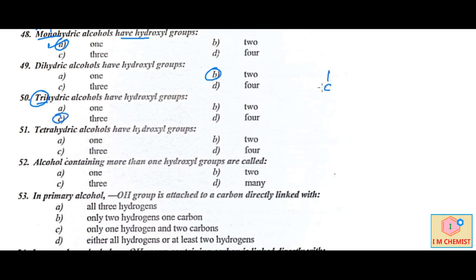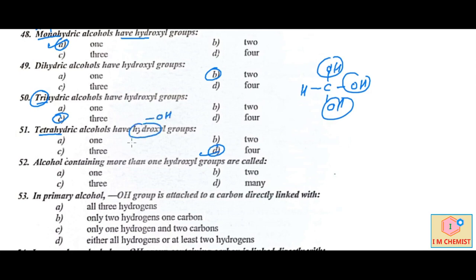For example, if we have OH, OH and then H, now it has three hydroxyl groups, hence it would be trihydric. And tetrahydric, tetra means 4, so option number D would be correct. Those alcohols which contain 4 hydroxyl groups. What is hydroxyl group? OH group is known as hydroxyl group. Alcohols containing more than one hydroxyl group are called polyhydroxy. Poly means many, so option number D would be correct.